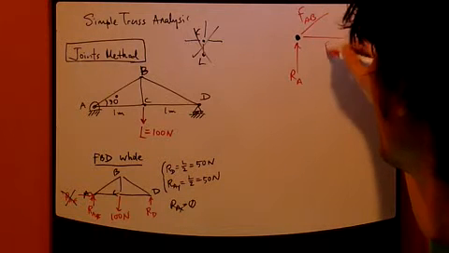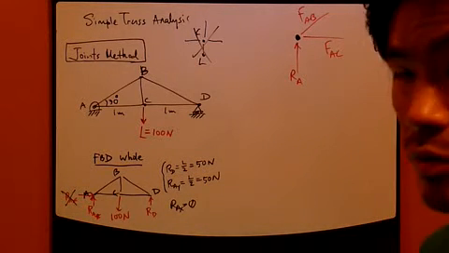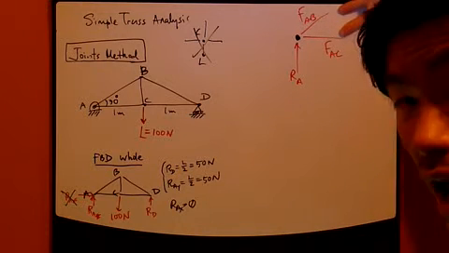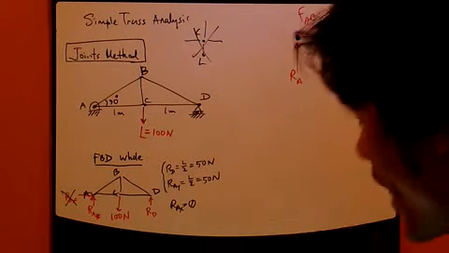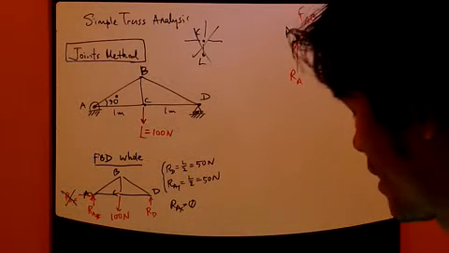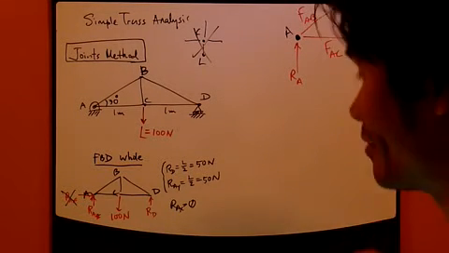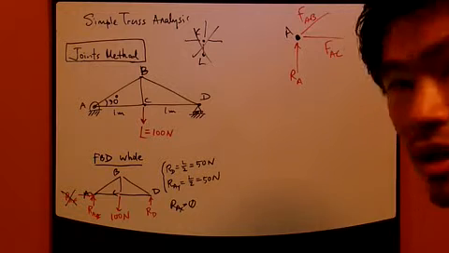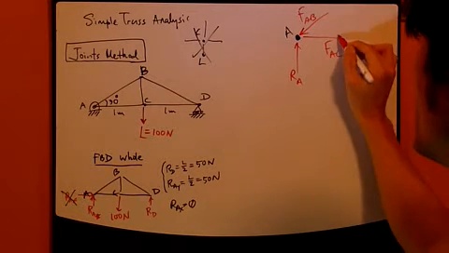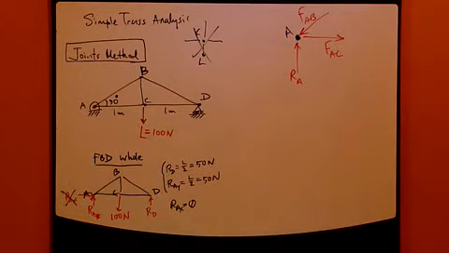FAB and FAC. So 3 forces. Of the 3, 2 are unknown. So it's okay. Joint A is a good joint to start with. Now, from the previous discussion, you can figure out the directions of FAB and FAC. Okay?